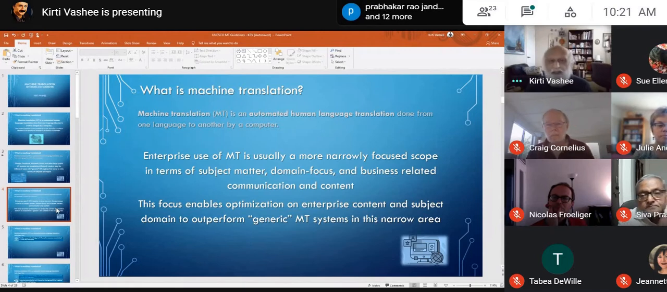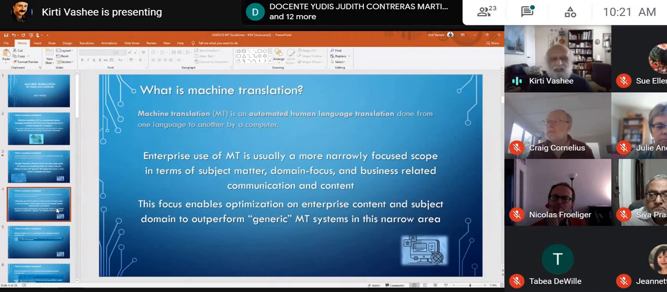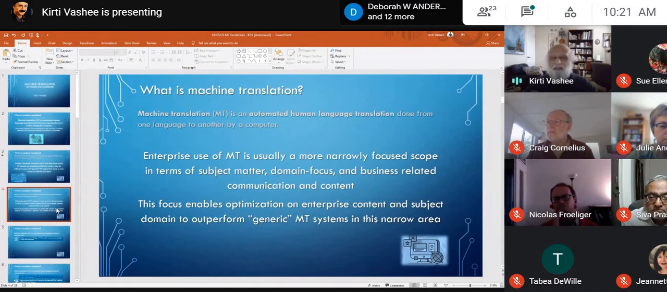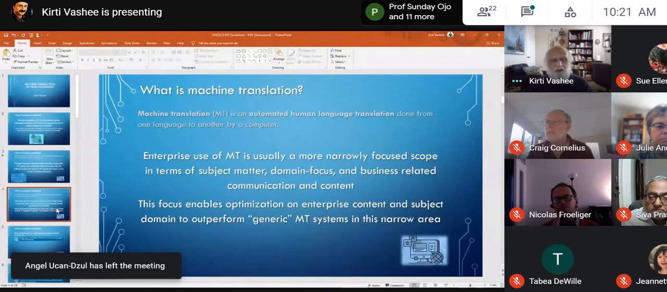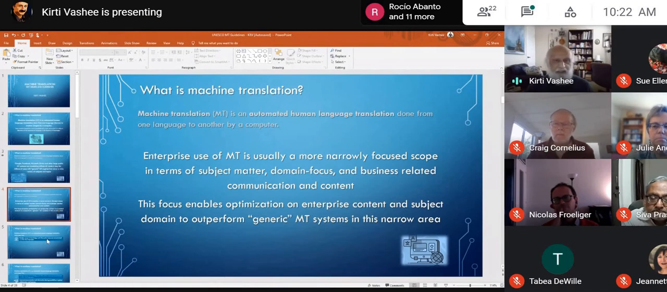If you want to provide thousands of pages or hundreds of thousands of pages of information, then machine translation can help you optimize and build a system that focuses just on that subject, and it has the possibility of being better performing than some of the public MT systems out there. And this is why you'll find many big companies have their own MT engines that are trained with their own data, and that enables them to optimize the technology around the language and the subject matter that they care about.